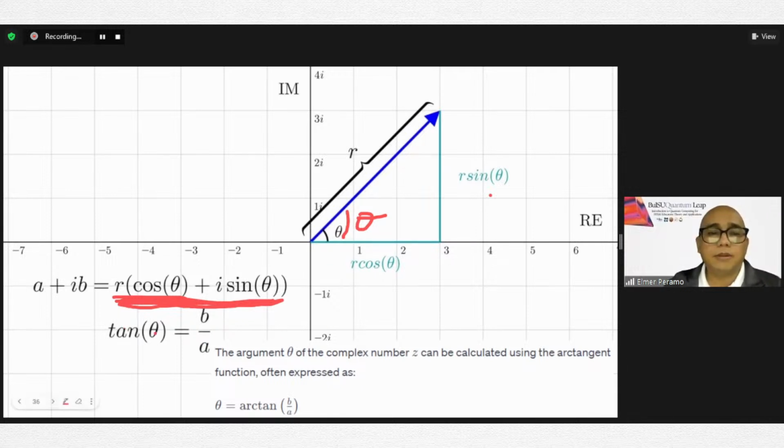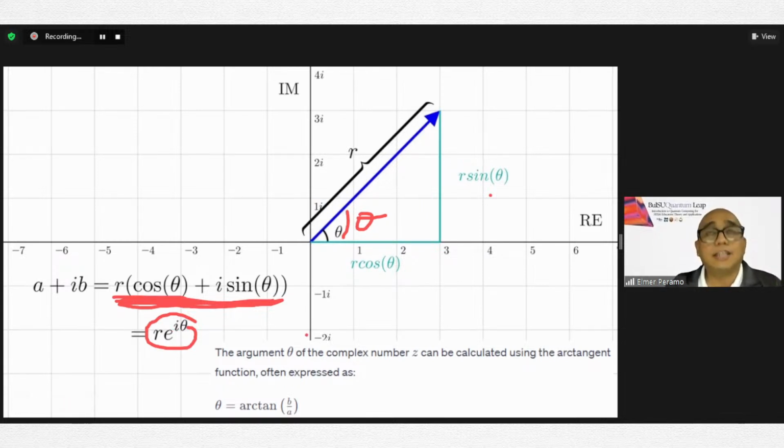But the argument of a complex number is just the arctangent of the ratio between the imaginary part and the real part. Okay, so that's the argument. And this is another form of complex number. We call this the exponential form. So these are very important representations of complex number.